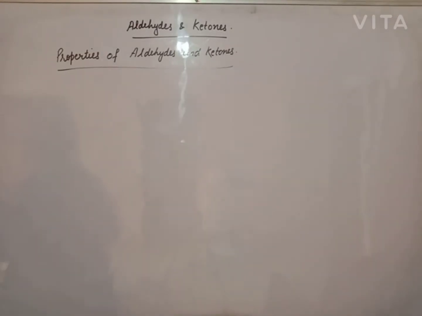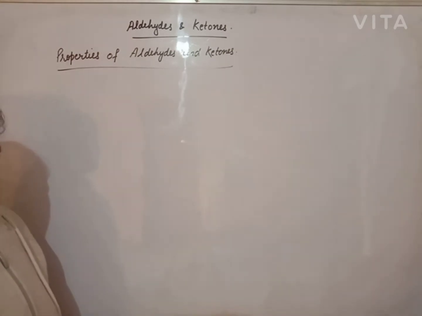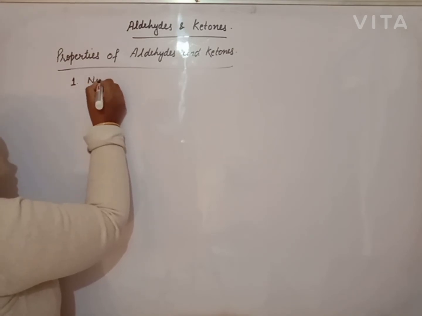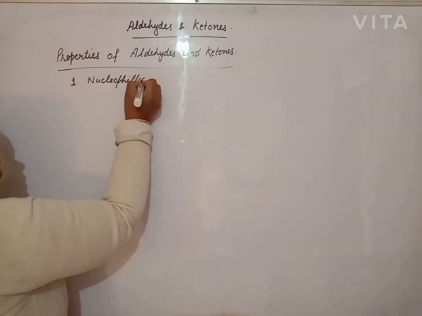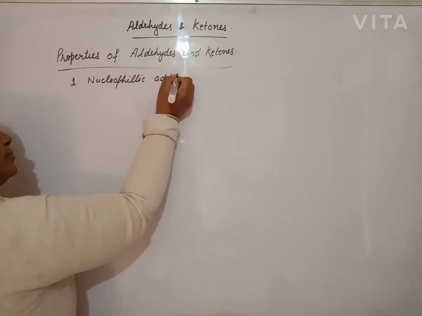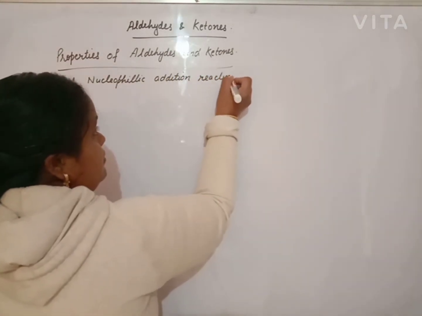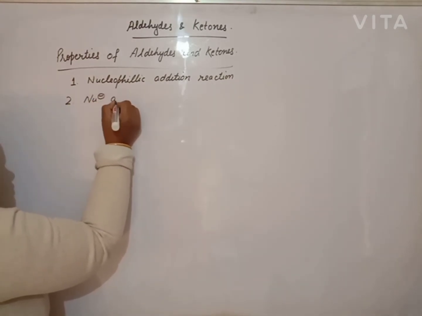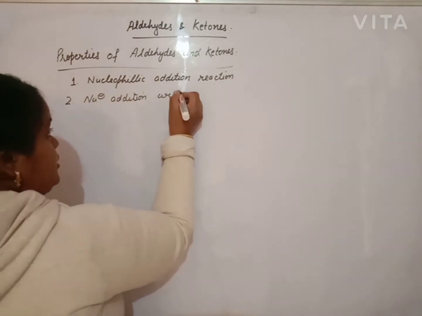Now let us start. Which type of property is shown by aldehydes or ketones, either aliphatic or aromatic? First one, nucleophilic addition reaction. Nucleophilic addition reaction with elimination of water.